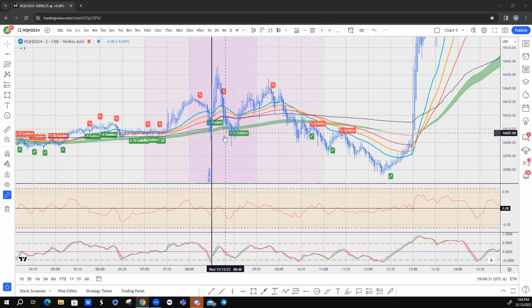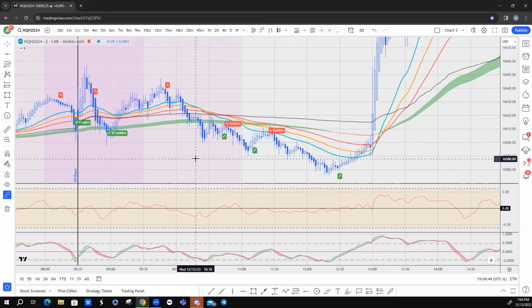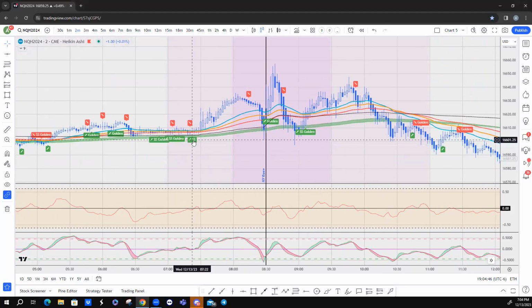Obviously you'll see a couple of different signals. One's called golden. One is SS golden, and the SS stands for slingshot. Like right here, you'll see just the SS, which is just the slingshot. So SS golden and slingshot are kind of the same. I guess the SS golden is more of a hybrid.